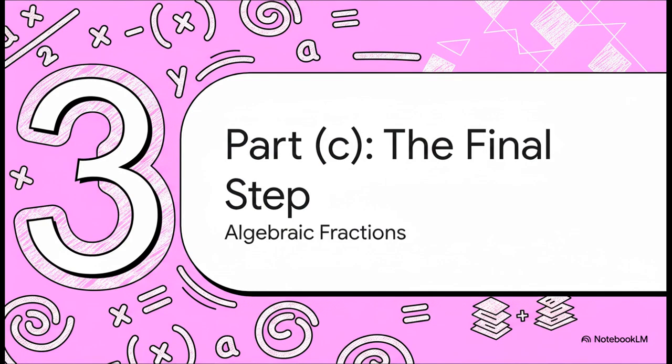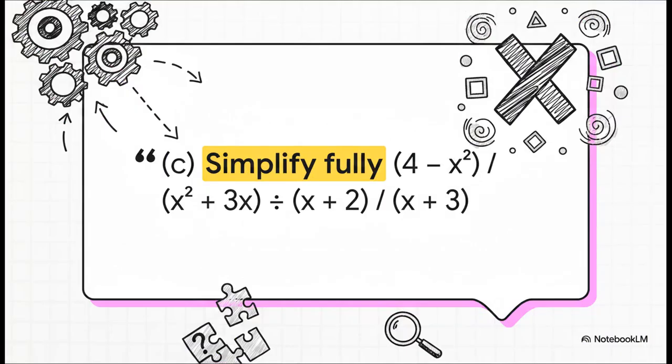Now for the grand finale, part C. This is definitely the trickiest part of the question. It's where all the skills come together with some nasty-looking algebraic fractions. So here's what they throw at us. Simplify 4 minus x squared over x squared plus 3x, and all of that is divided by x plus 2 over x plus 3. Whew.